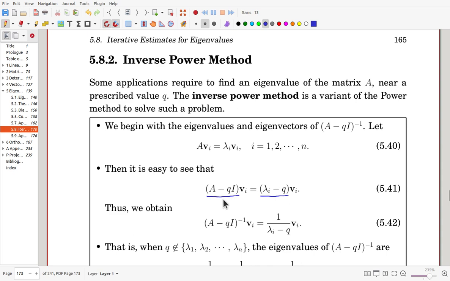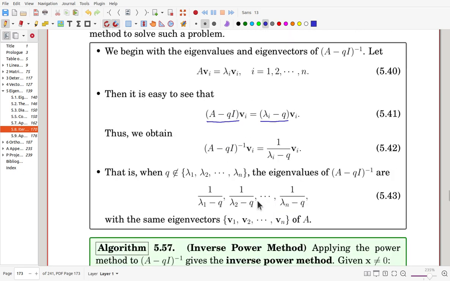Now when q is none of these lambda 1 to lambda n, then this is invertible. So we apply the inverse of this matrix and divide by this quantity to get that equation. And that means that for this matrix, this quantity is an eigenvalue and its corresponding eigenvector is vi.